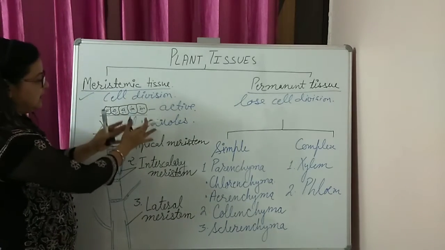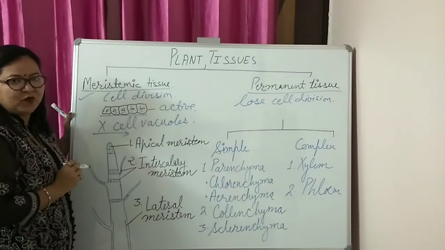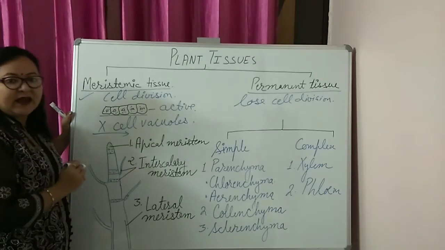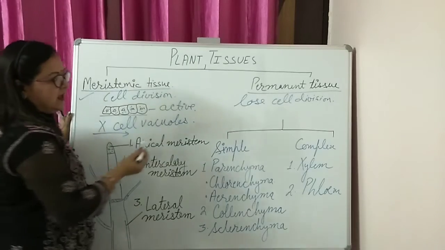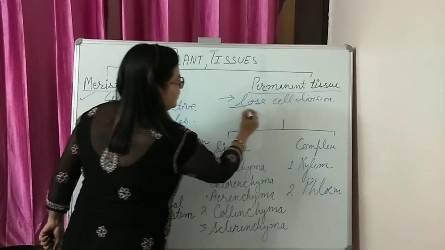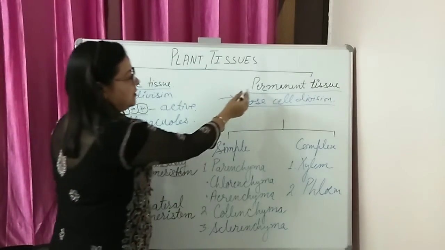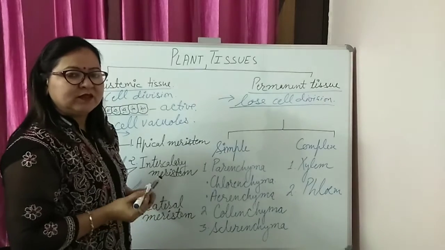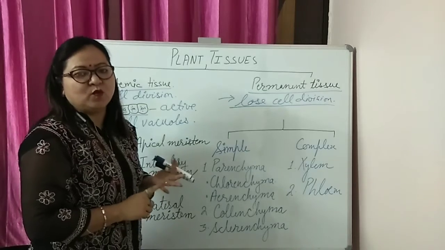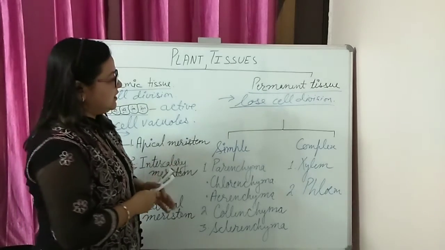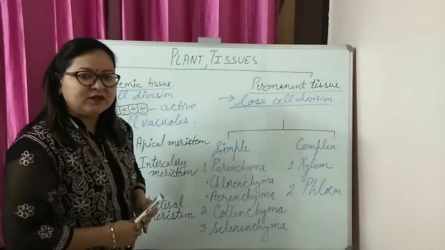What happens to the cells formed by this meristematic tissue after division? On the basis of their position and their work, they differentiate. This process is called differentiation, and during this process they lose the power of cell division. Now they are called permanent tissues. So the cells which get differentiated according to their space, function, size and shape are categorized in the group permanent tissue. They do not have the power of cell division.